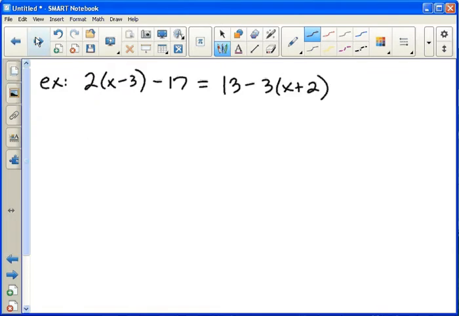Okay, next step. If you have parentheses like this, you need to take care of them first. So we need to distribute as our first step. So I do 2 times x and 2 times negative 3. That gives me 2x minus 6 minus 17 equals 13. And then I have negative 3 times x and negative 3 times 2.